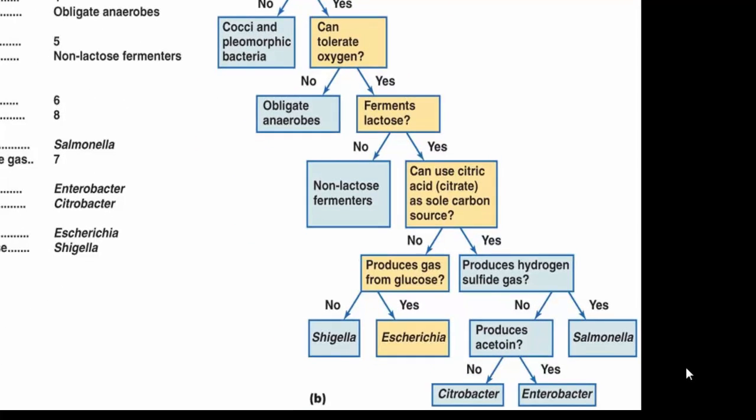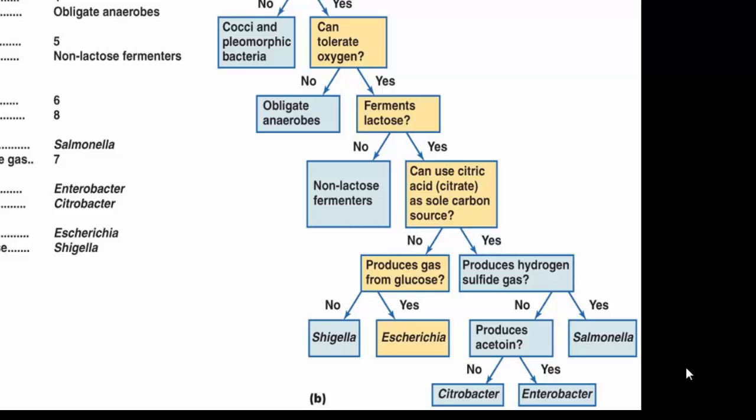Then, can this gram-negative rod-shaped cell that tolerates oxygen, ferments lactose, and cannot use citric acid as a sole carbon source, produce gas from glucose? And the answer is yes. Therefore, I have now identified my bacteria as Escherichia coli.